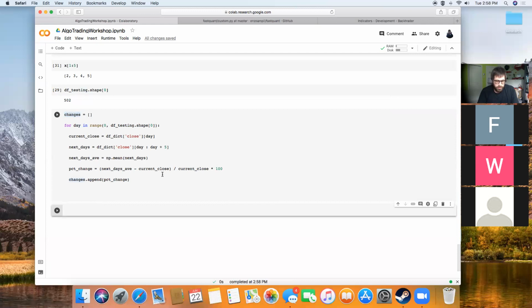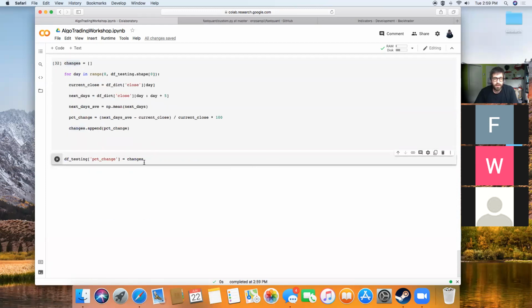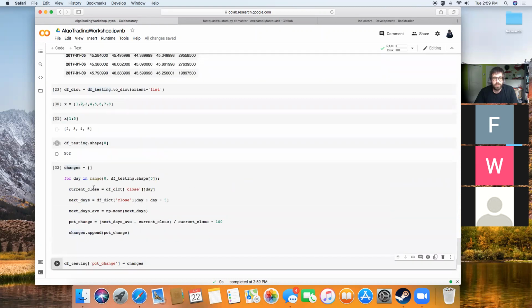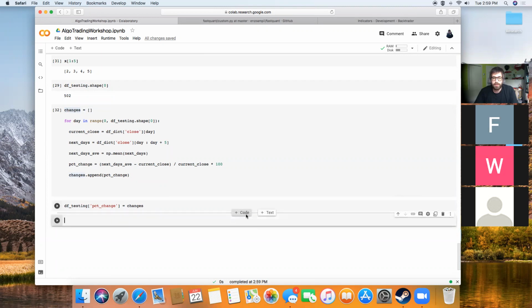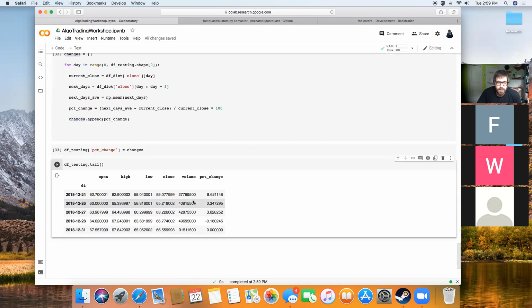And I can simply also add this to our data frame. So I can create a new column here, call it percentage change, and make it equal to changes, which is this array. Because we never change the order of all the data we are dealing with, the order is still respected. So based on the index inside this array, it will match the data we have. If I look at the tail here, now we have percentage change as a column.